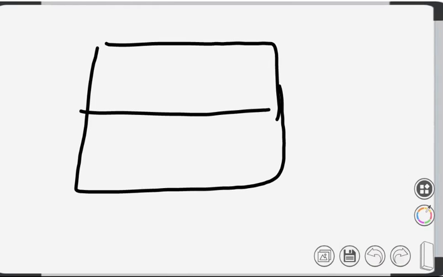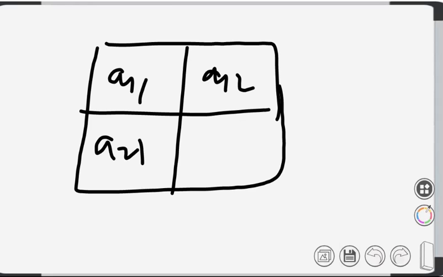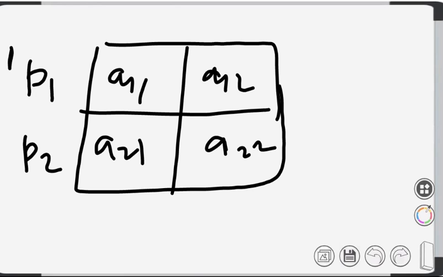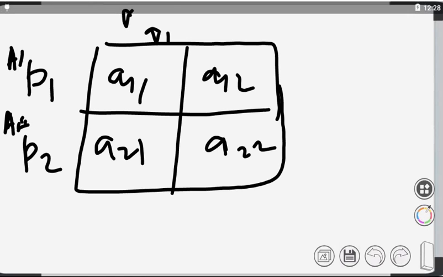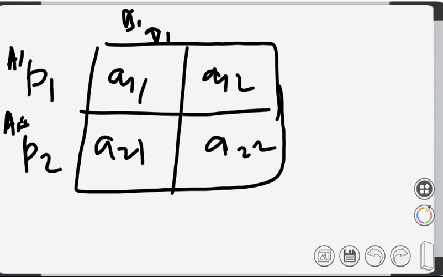So as I have said, we have four elements: A11, A12, A21, and A22. Actually, what the statement is saying is that this is your P1 and this is your P2. That is, A is playing strategy 1 with probability P1 and playing strategy 2 with probability P2. And B is playing strategy B1 with probability Q1 and playing strategy 2 with probability Q2.